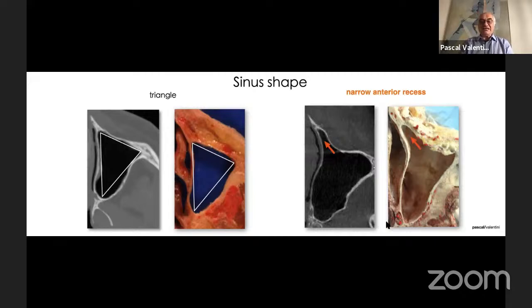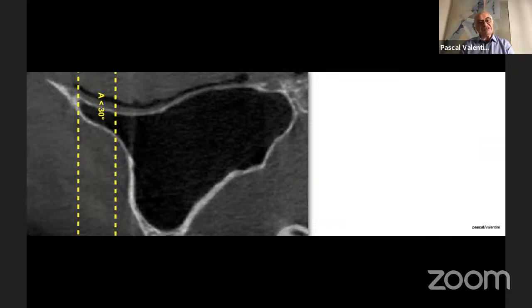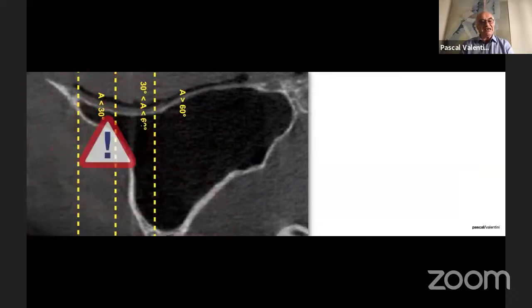And if we look at this shape with the narrow anterior recess, according to the paper I was quoting just before, we have to think about the position of the window in order to prevent the perforations. So in that situation here with the narrow anterior recess, if we look at the anterior part of the sinus, A in this area is less than 30 degrees. Immediately posterior, it is in between 30 and 60. And in the back, it is more than 60. That means that the most dangerous area is the anterior one.